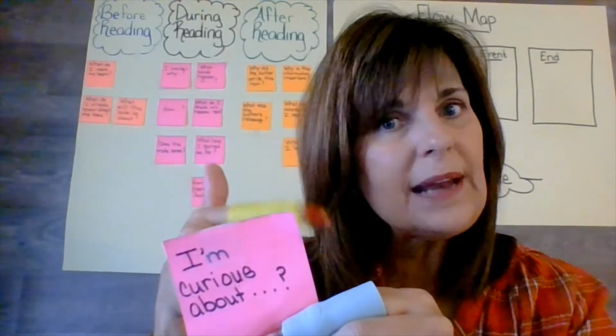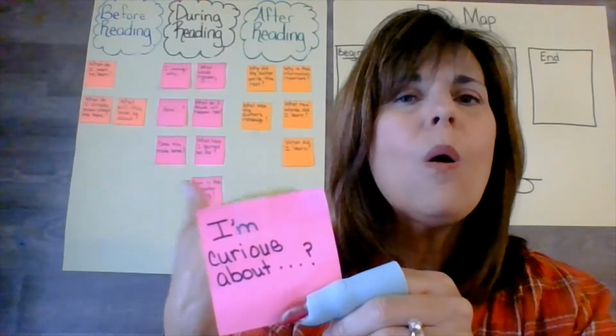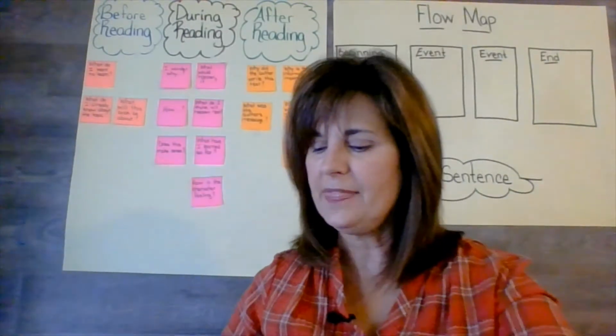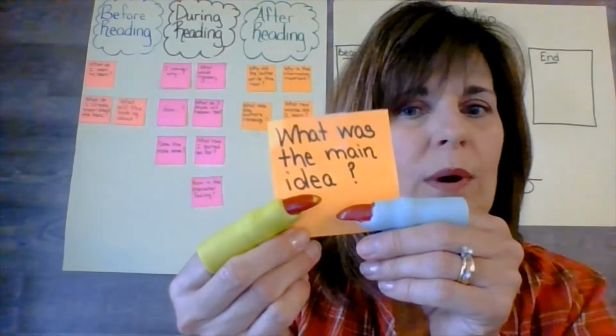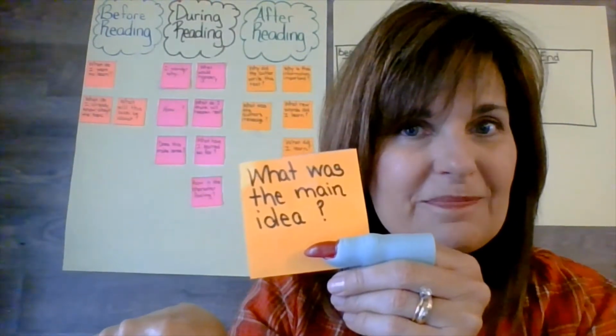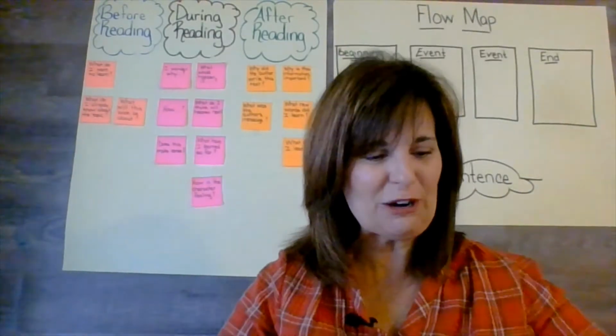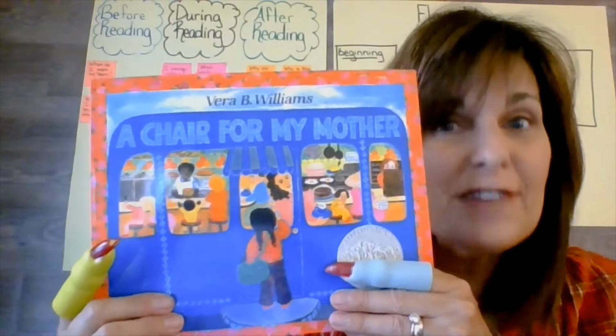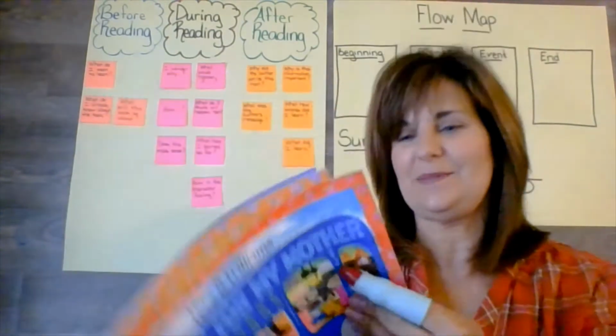So as I read, I'm going to be thinking about what am I curious about during this story? And then at the very end, I want us to answer, what was the main idea? All right, let's get started. This is A Chair for My Mother by Vera B. Williams.